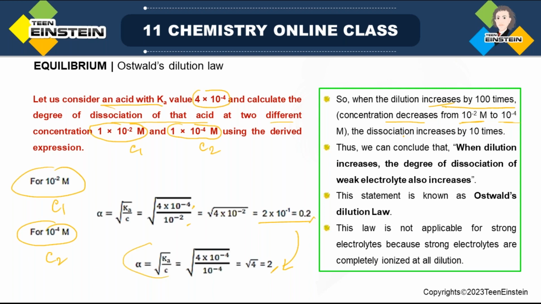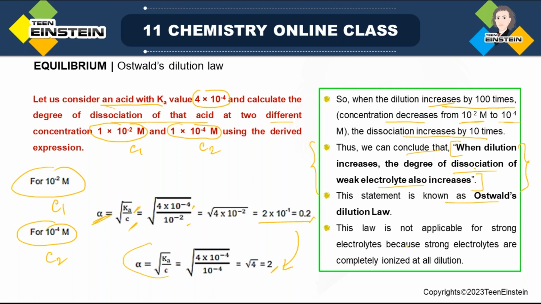Now when you are doing so, dissociation is increased by 10. So the conclusion, written in bold, is: when dilution increases, the degree of dissociation of a weak electrolyte also increases. This is the ultimate statement of Ostwald dilution law. Using this expression, the relationship between alpha, Ka or Kb, and C, we can solve problems where any two of these three quantities are given, and the third one you can calculate using this expression.